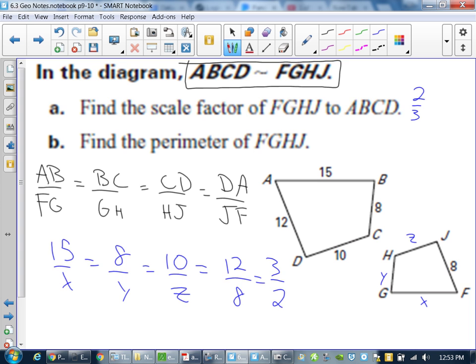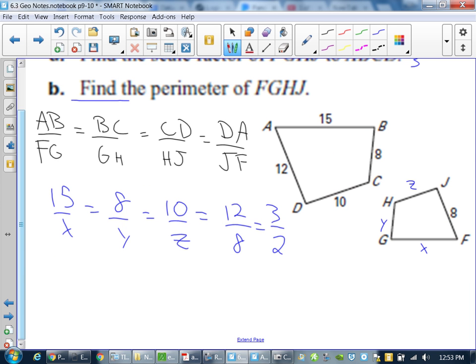Now, there's one of two things you can do. It asks you to find the perimeter of the smaller object. You have this new scale factor, 3 over 2, which means you could use that, solve that, solve that, solve that, or use it to solve it with the perimeter right away. Since you have all 4 of these, what's 12 and 8? 20. 20 and 25 is 45. Cross multiply and solve. It's quicker.